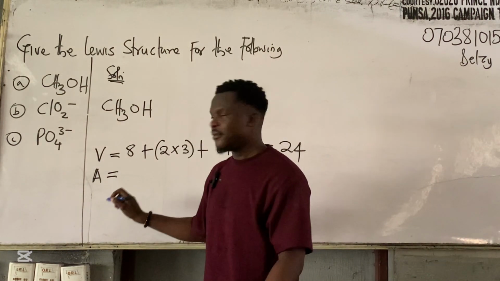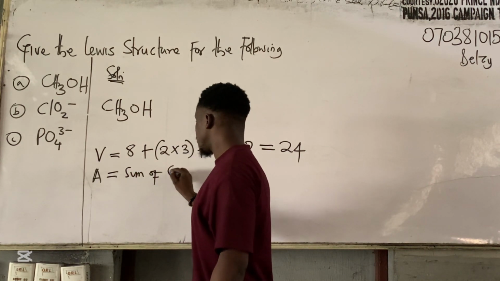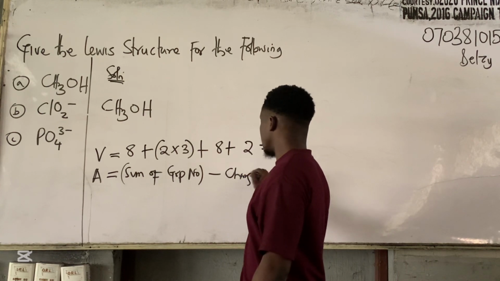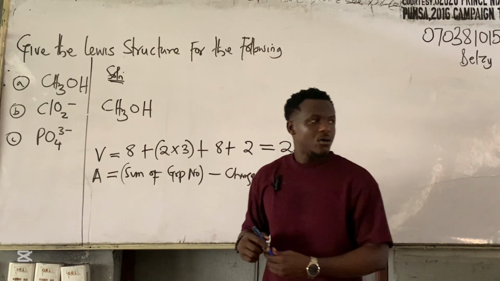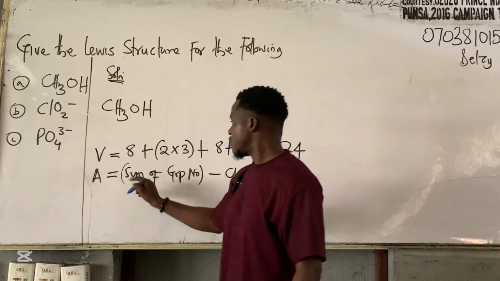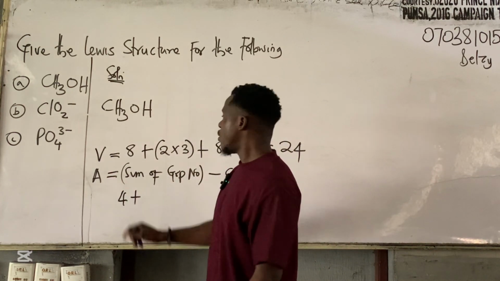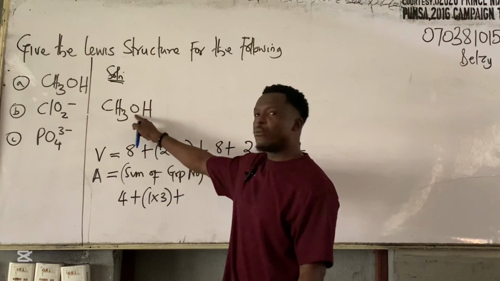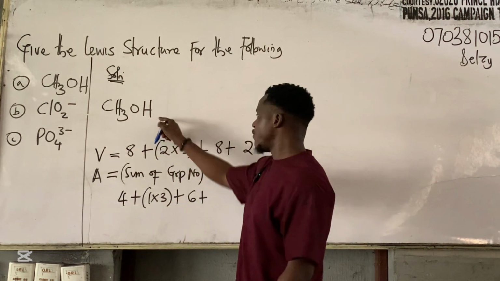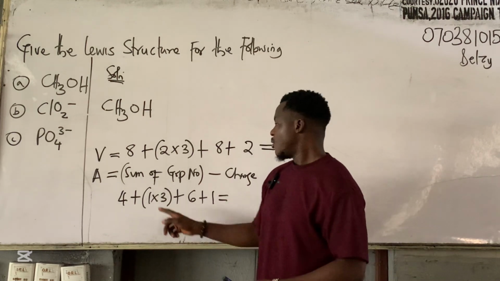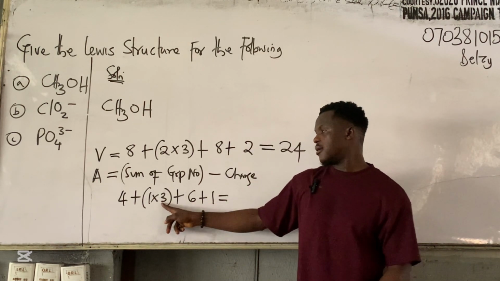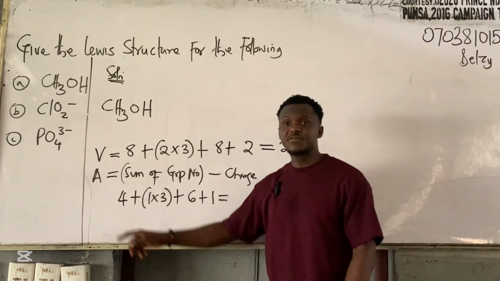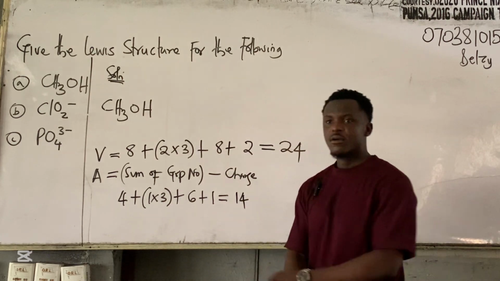Now, please, A is the sum of group number minus what? Charge. What is the group number of carbon? 4. What is the group number of hydrogen? Times how many? What is the group number of oxygen? What is the group number of hydrogen? 1 times 3 is 3, right? 3 plus 1 is 4. 4 plus 6 is 10. Plus 4 is how many? 14.